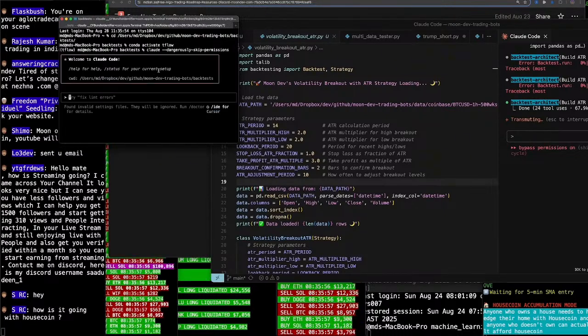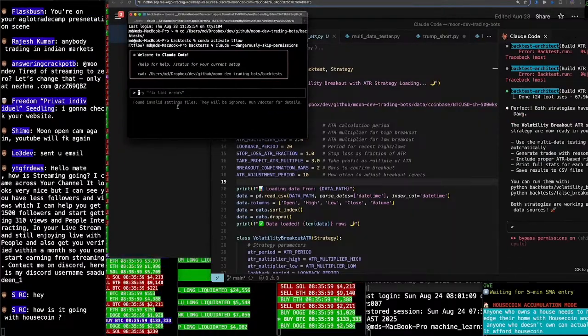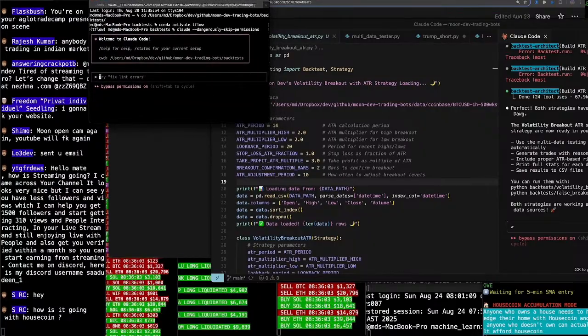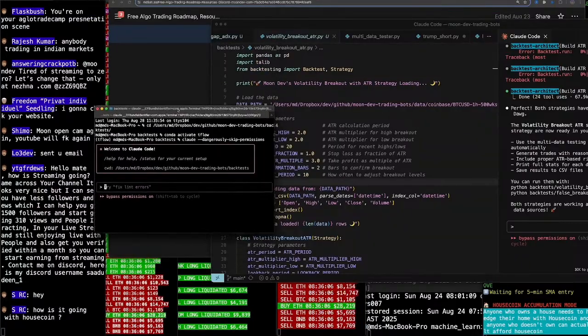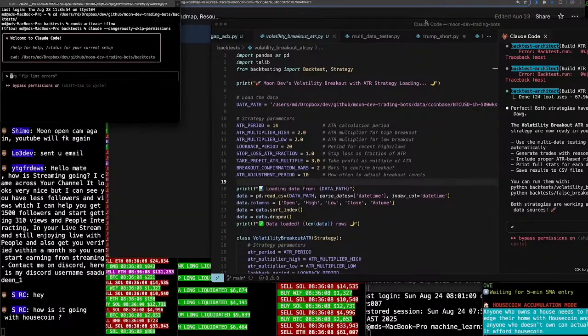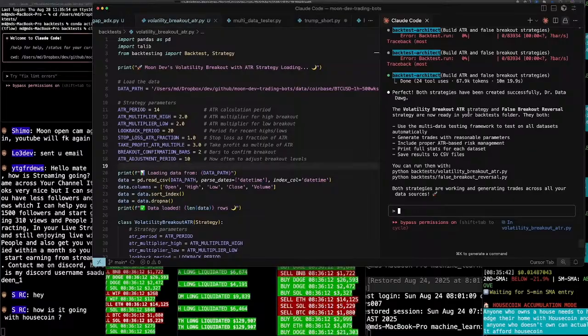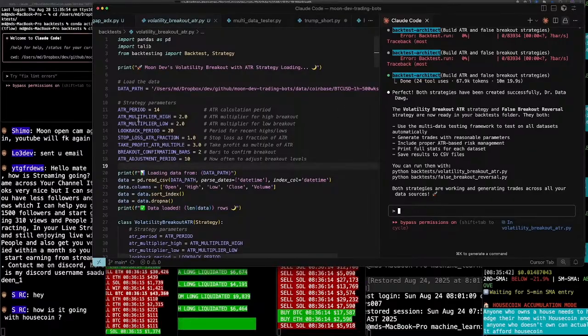Okay, so nice. She just finished right when I get this set up. Okay, so we'll use this in a second. Let's go ahead and put that over here for now. Of course, she finishes right when we are done. The volatility breakout, ATR, false breakout are now done and ready to test.